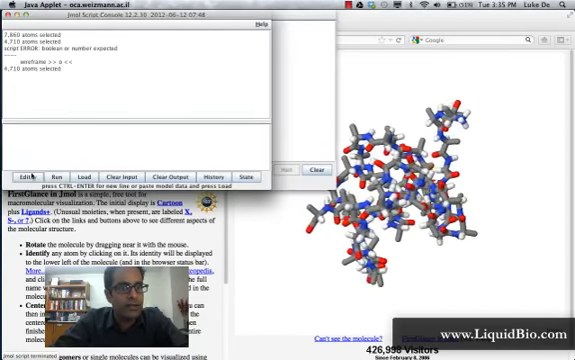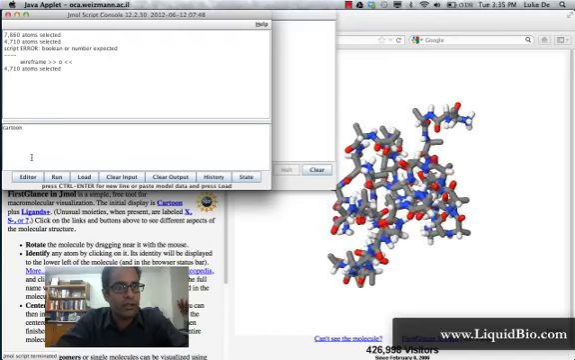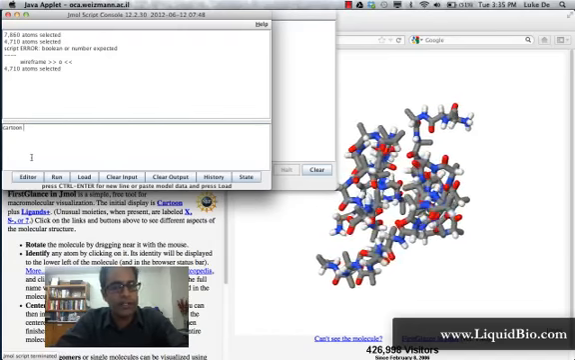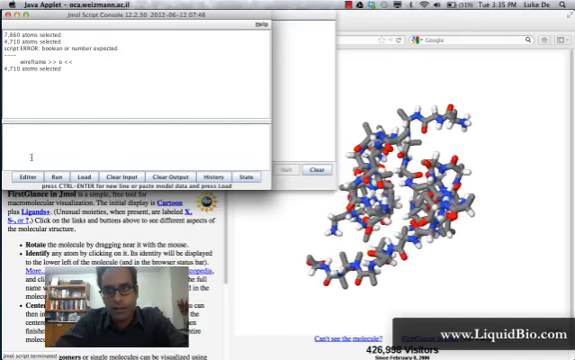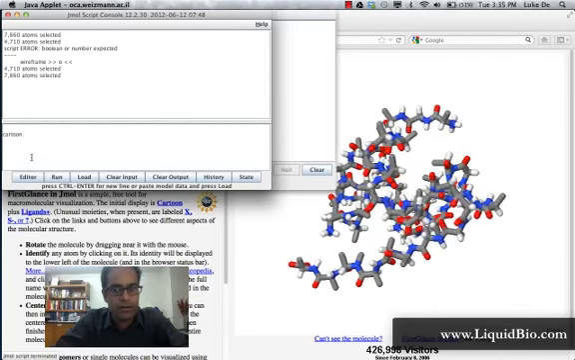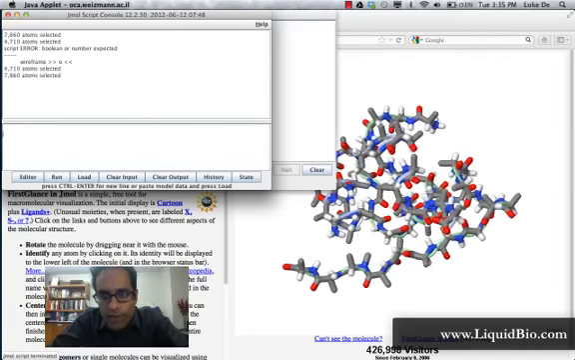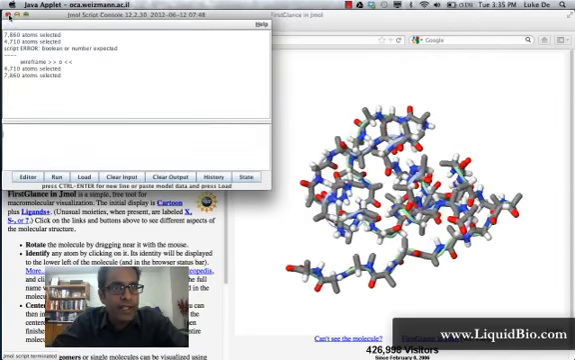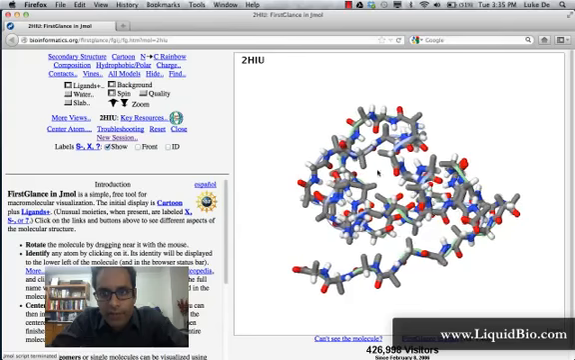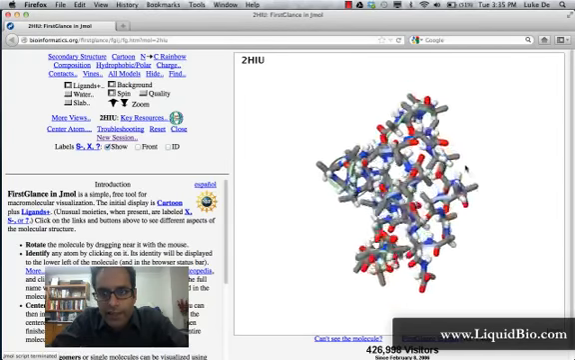Okay, so cartoon 50. All right, so you can see that kind of that ribbon that's been drawn in there. That's the cartoon, and so what it's following is the backbone. So when you see that cartoon, you're going to know from now on that that's actually just the backbone.